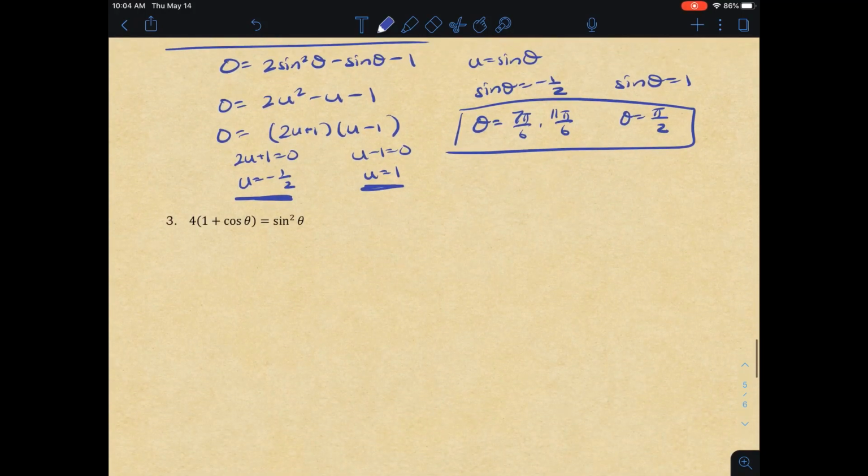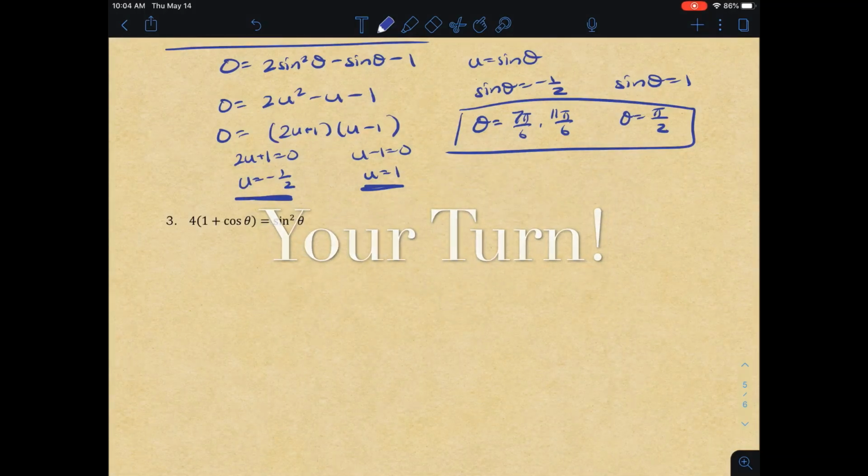So at this point, I'm going to try number 3 on your own. It is going to be somewhat similar to number 2, right? The idea is going to be the same. Try this out, and then as usual, pause the video. When you're ready, press play.